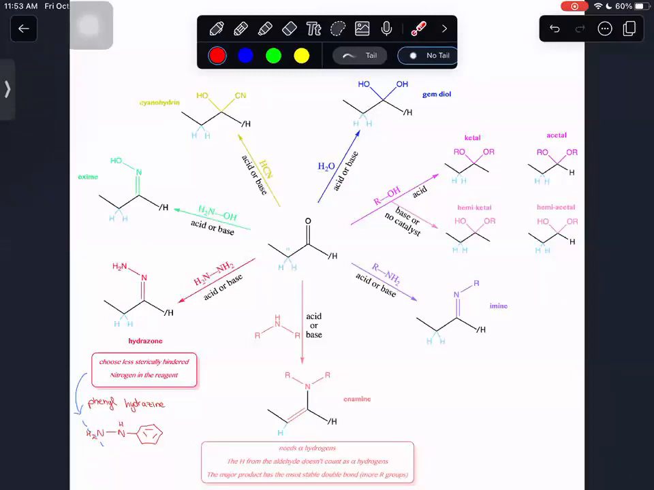Chapter 17 is about reactions with carbonyl groups that are not ketones and aldehydes, which is actually really fun. And we have shortcuts, so don't worry about it.